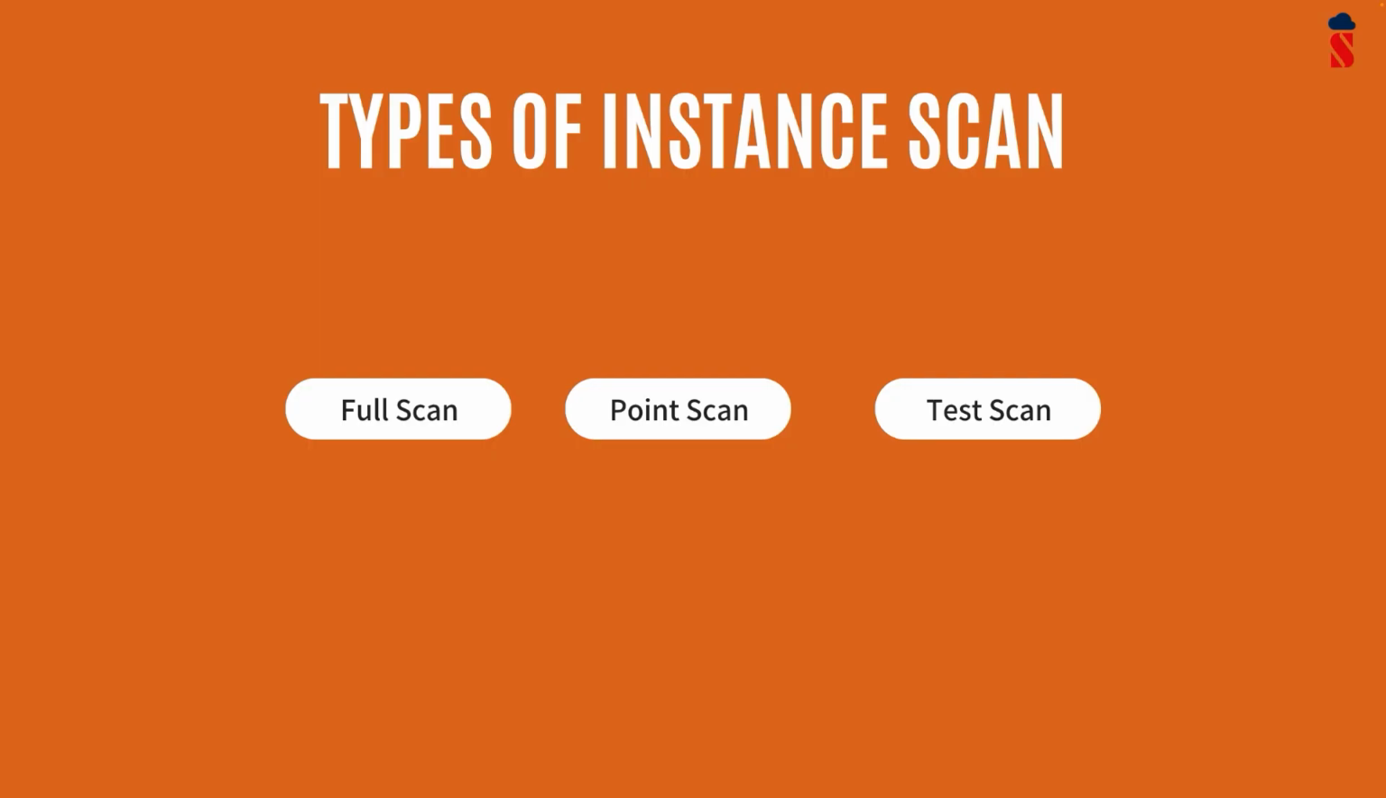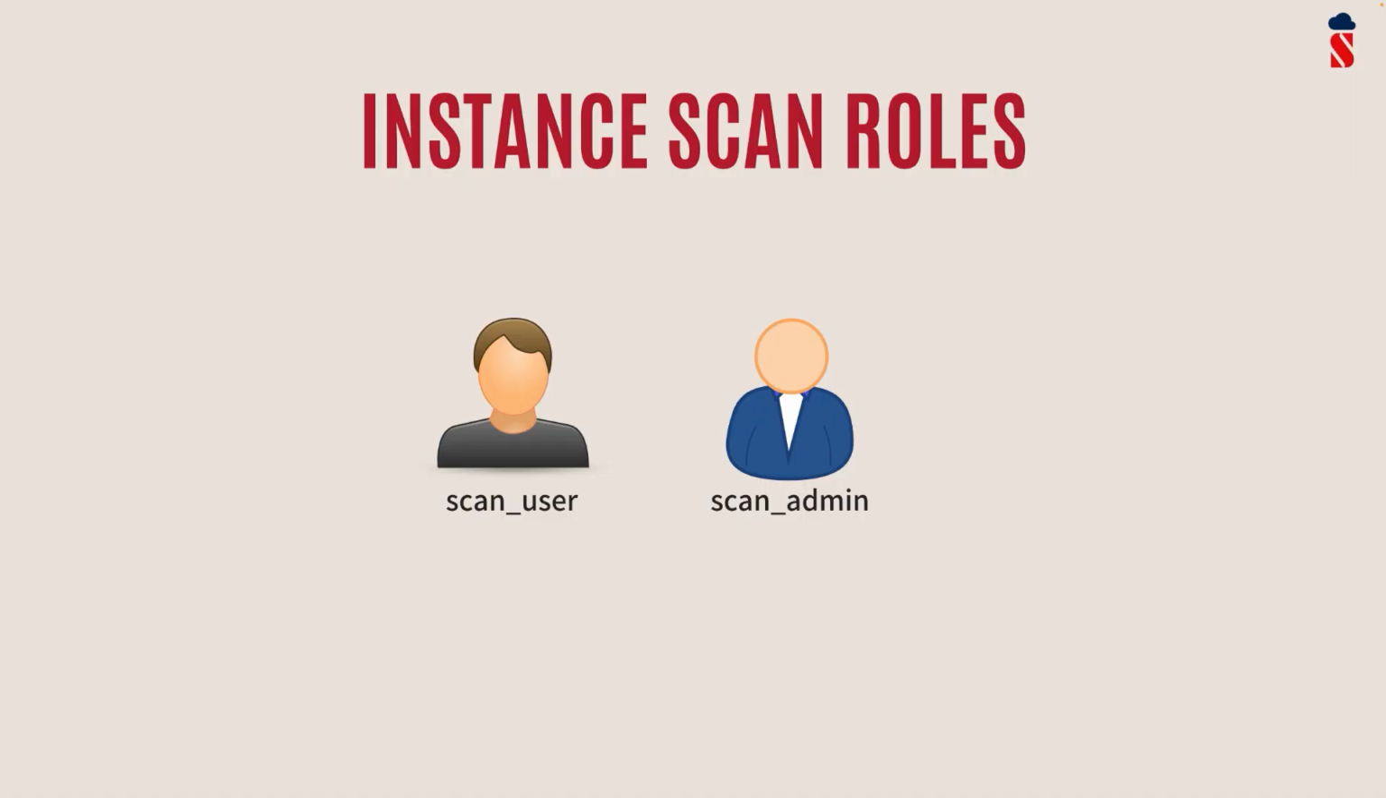Types of instance scan. There are 3 types of scan which can run with instance scan. Full scan, which scans the whole instance for the available checks. Point scan, which executes all applicable checks against a single record, update set, or an application. Test scan, which executes for a single check and shows the results.